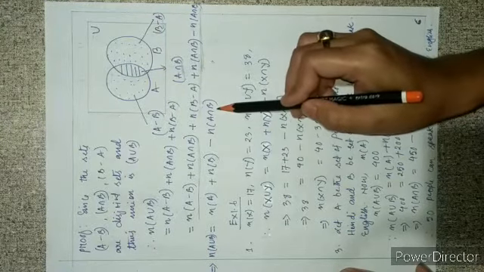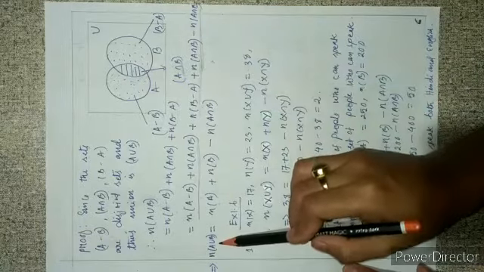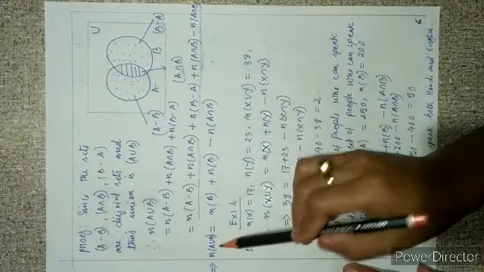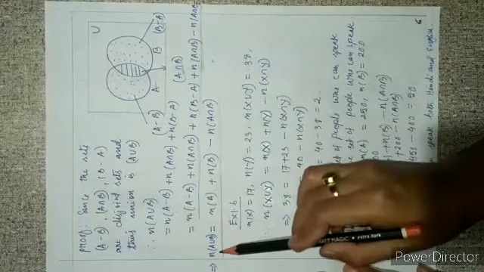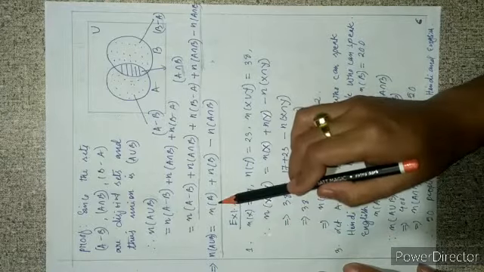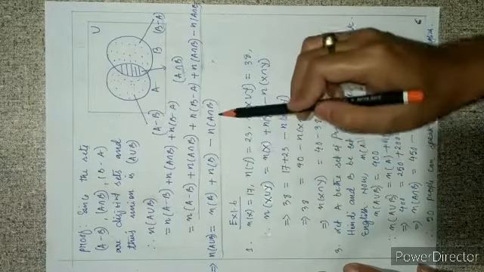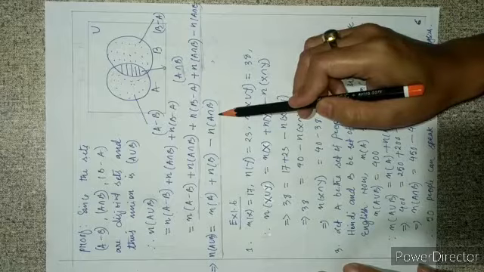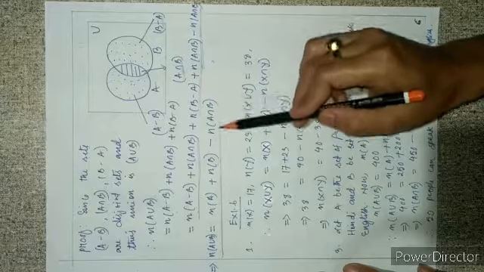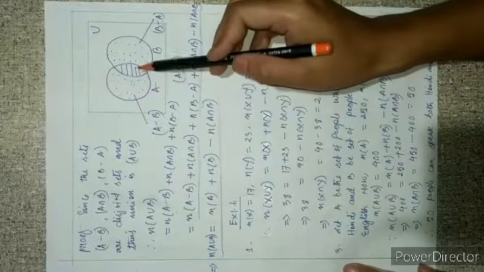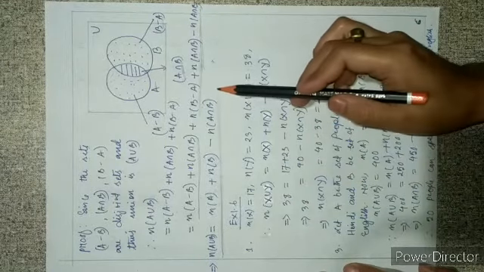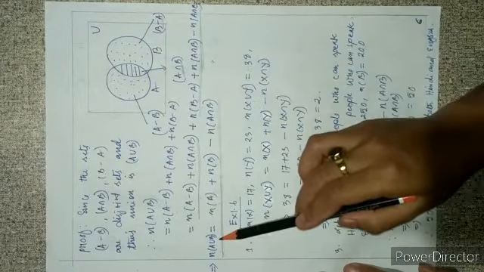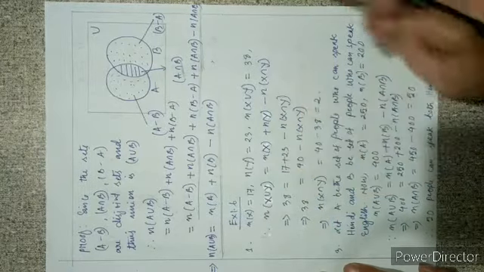Then we have number of A intersection B, and on the left hand side number of A union B. We can derive the formula: number of A union B is equal to number of A plus number of B minus number of A intersection B if A and B are non-disjoint sets. For disjoint sets, number of A union B will be equal to number of A plus number of B.